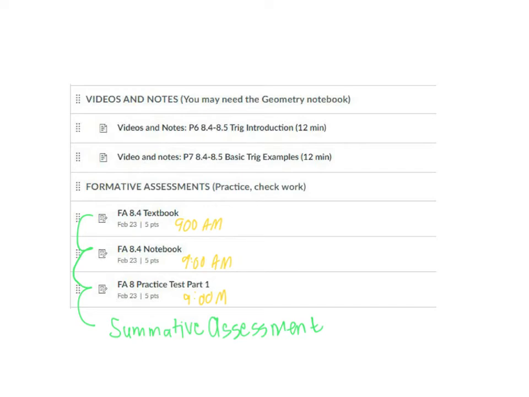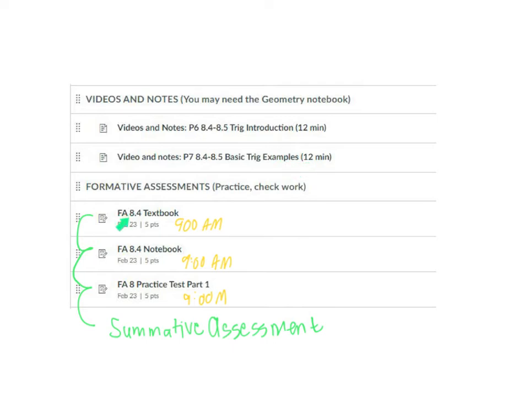Looking at new material for this week, our objective is going to be able to use our trig functions to be able to solve triangles, to be able to find the lengths of their sides and the measure of their angles. And so you will have a video on page 6 of your notebook, and then a video that goes with page 7 of your notebook as well.